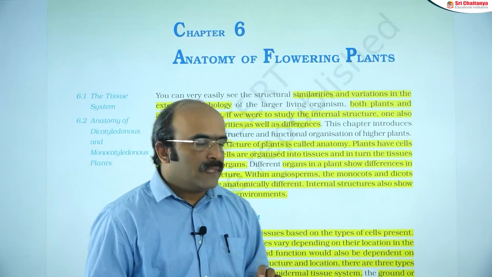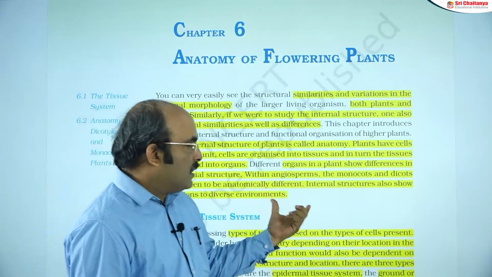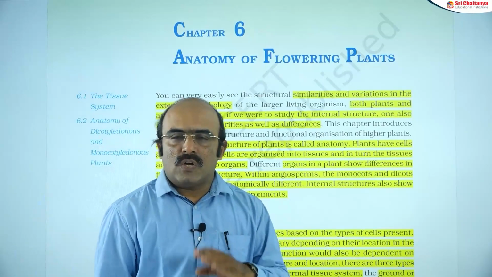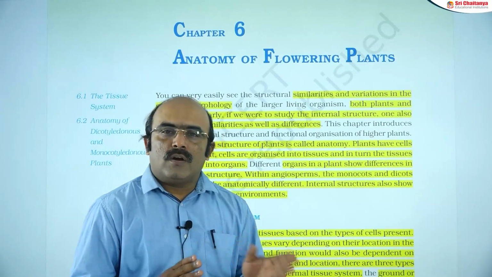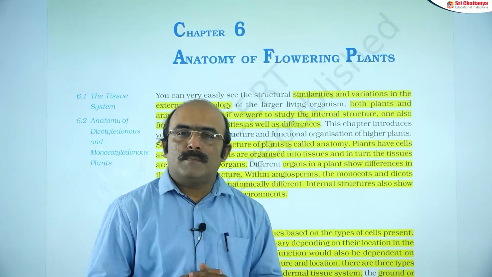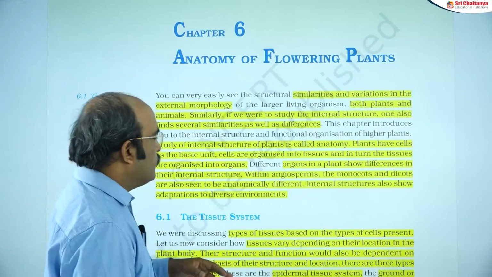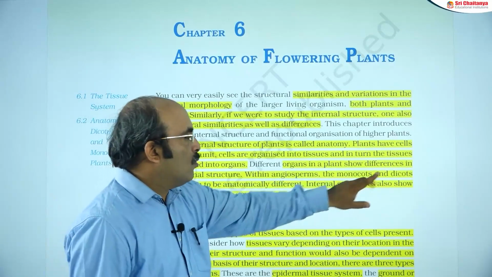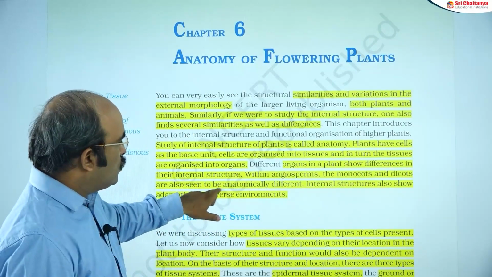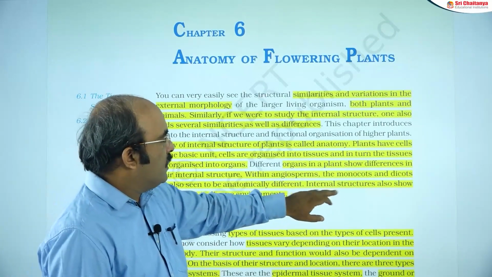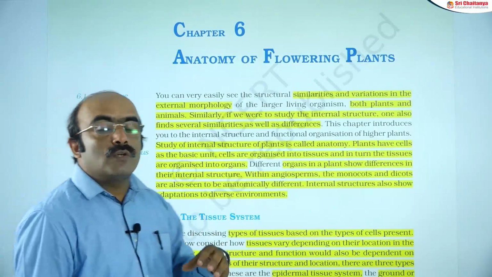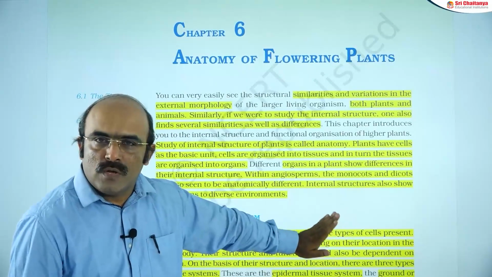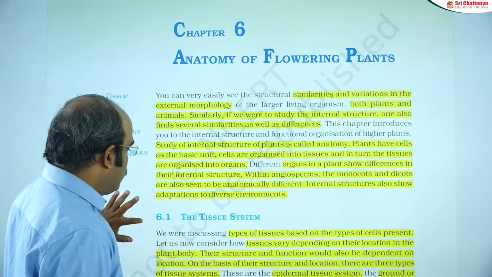So mainly in this chapter we will concentrate on the internal structures of typically dicots and monocots, which are part and parcel of angiosperms. But you would observe that within angiosperms, monocots and dicots seem to be anatomically different. So internal structures also show adaptations to adverse environments.